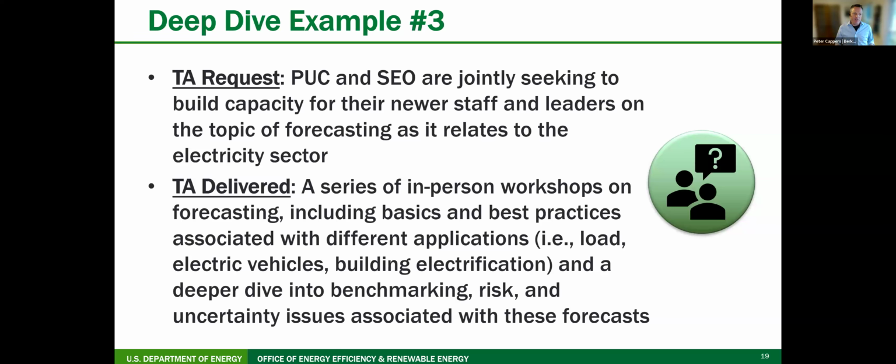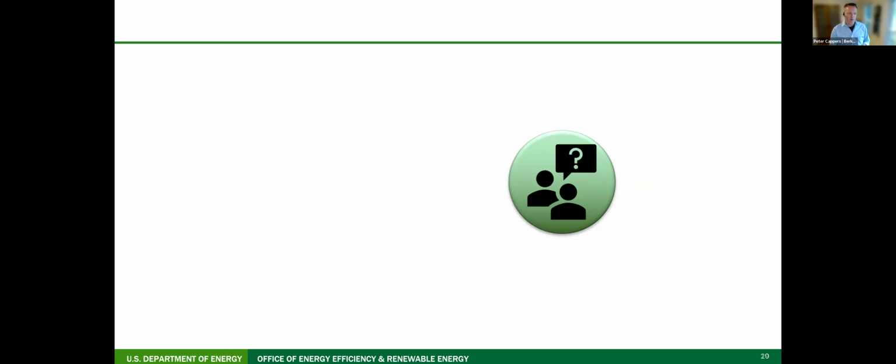They collectively determined that the first in the series of the workshops will provide a broad overview of the purpose and common methods used in forecasting, along with best practices specific to these 3 areas of interest. And following that, 3 workshops will be held that each dive deeper into a specific area, focusing on benchmarking, risk, and uncertainty in forecasts. Approximately 5 months later, the labs deliver the first of these 4 workshops, each scheduled roughly 6 weeks apart.